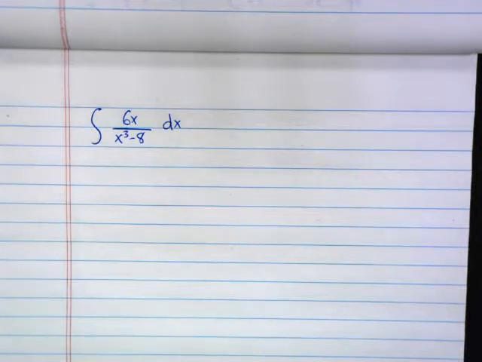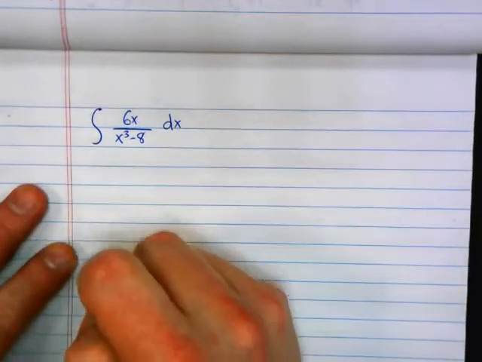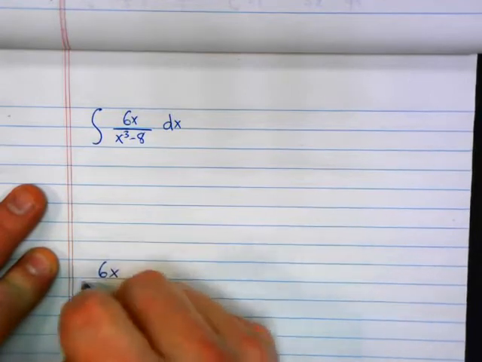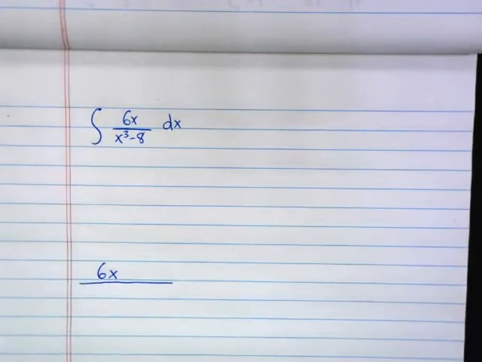Can you factor the bottom? Can you factor x cubed minus 8? Yes. Otherwise it wouldn't be in this section on integration by partial fractions. So then the big question is, how do you factor x cubed minus 8? Good guess. Correct, but not completely correct. x minus 2 cubed. No, it's not x minus 2 cubed.